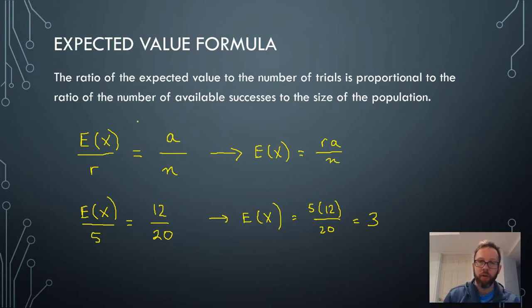The ratio of the expected number to number of trials, R, is proportional to the number of available successes, which in our case was 12, over the size of the population, which is N. So this formula will always be given to you, but it's a nice intuitive formula that you can use instead of having to multiply outcomes and probabilities. It's nice to have that.